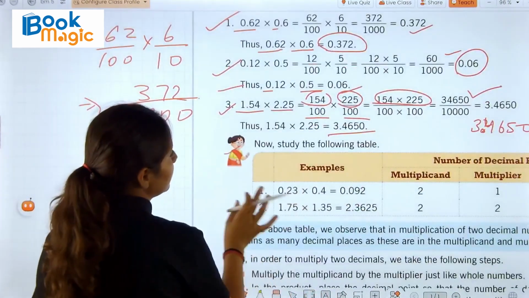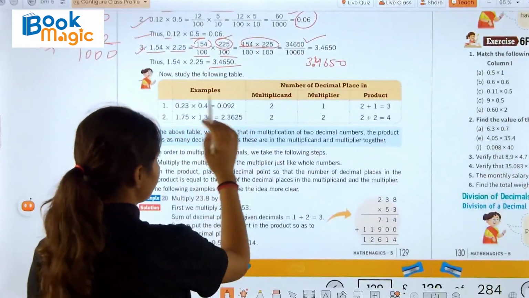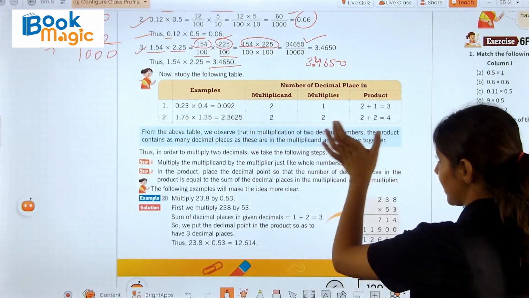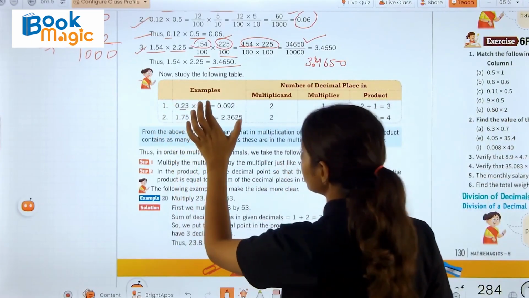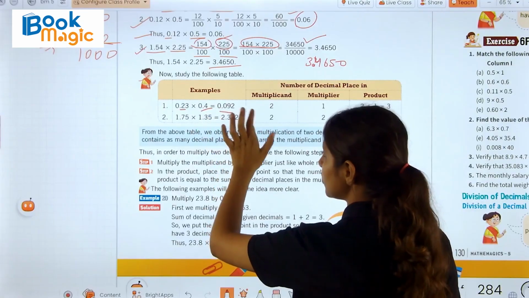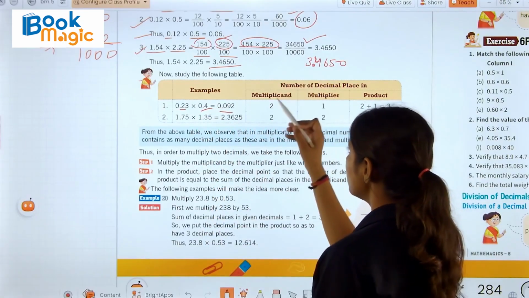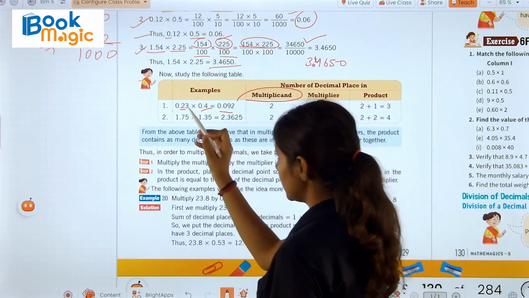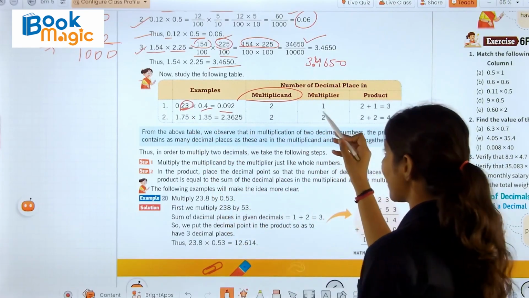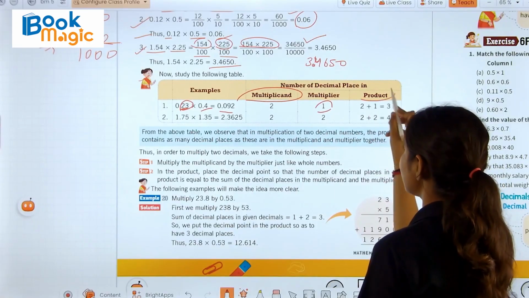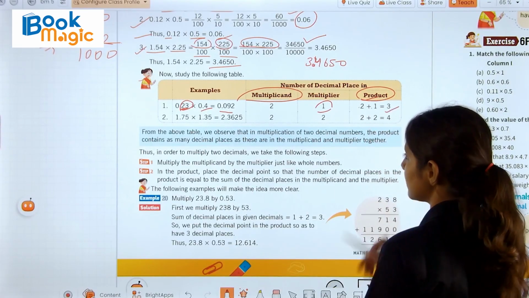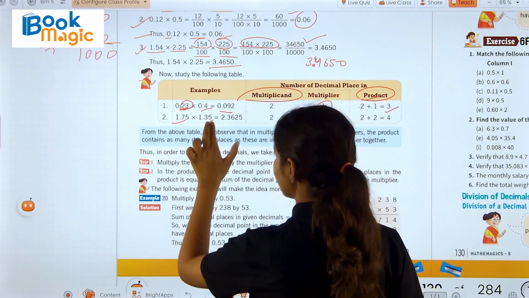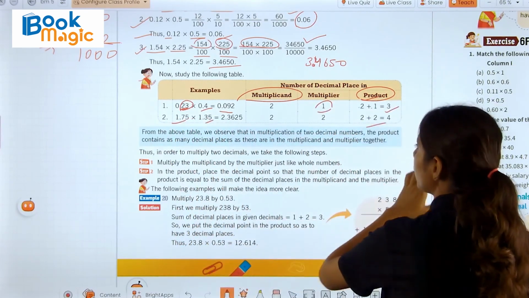Now, study the following table. We have some examples and the number of decimal places in the multiplicand, multiplier and product. Example: 0.23 into 0.4 is 0.092. The multiplicand has 2 decimal places and the multiplier has only 1, so we add them, and the product has 2 plus 1 is 3. Now 1.75 and 1.35: it has 2, it has 2, so we have to leave 4 places.